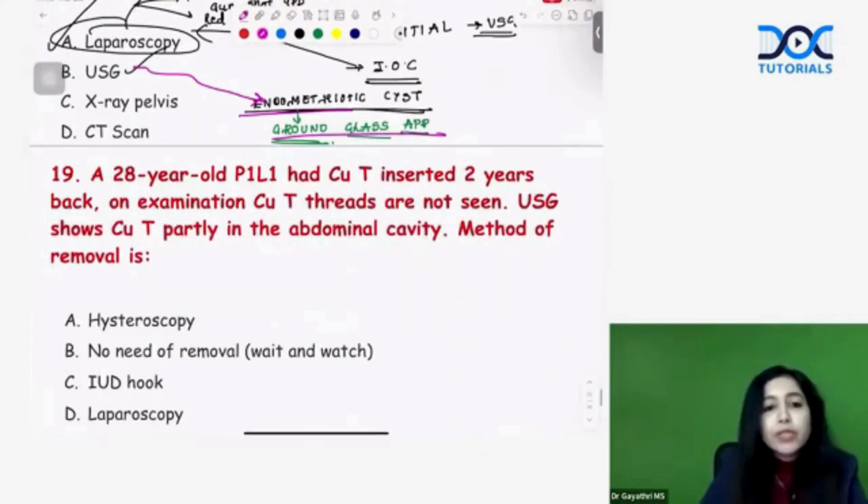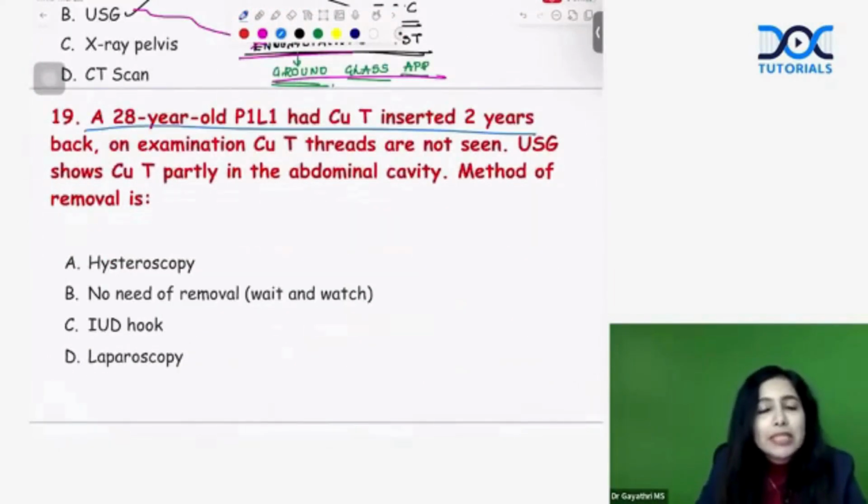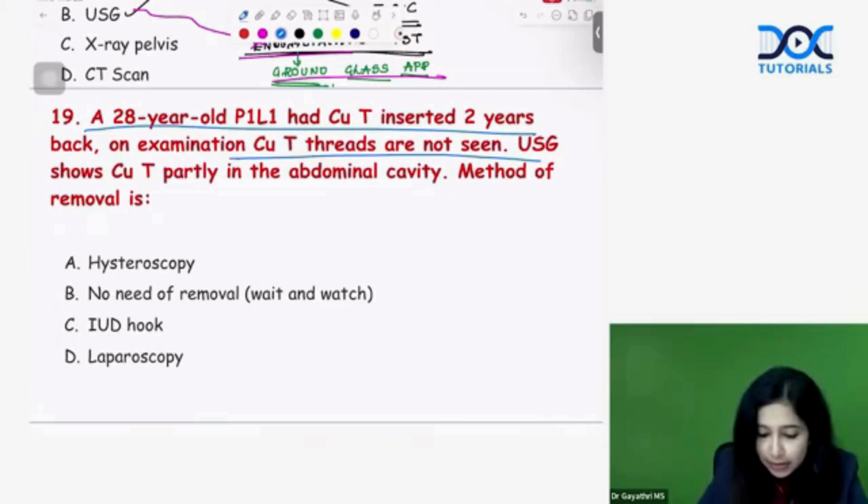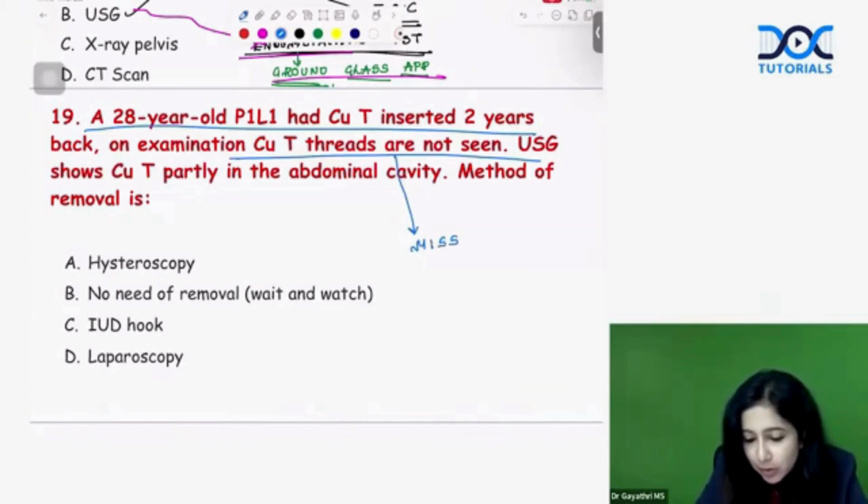So in the next question, a 28-year-old female who had a copper T inserted 2 years back tells you that the copper T threads are not seen. Okay, so copper T threads are not seen. What are we dealing with? This is a case of missing IUD.